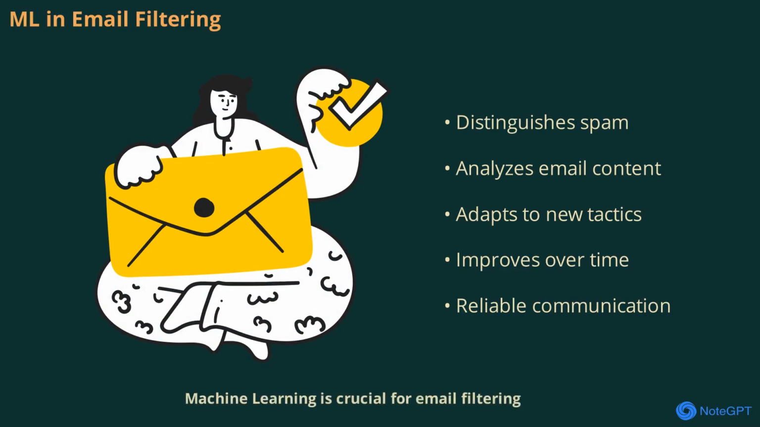Machine learning is crucial for email filtering. ML models analyze email content and sender information to distinguish spam from legitimate messages. By learning from labeled examples, these systems adapt to new spam tactics and improve over time. The transparency of ML models allows administrators to understand and refine filtering rules, ensuring reliable communication.